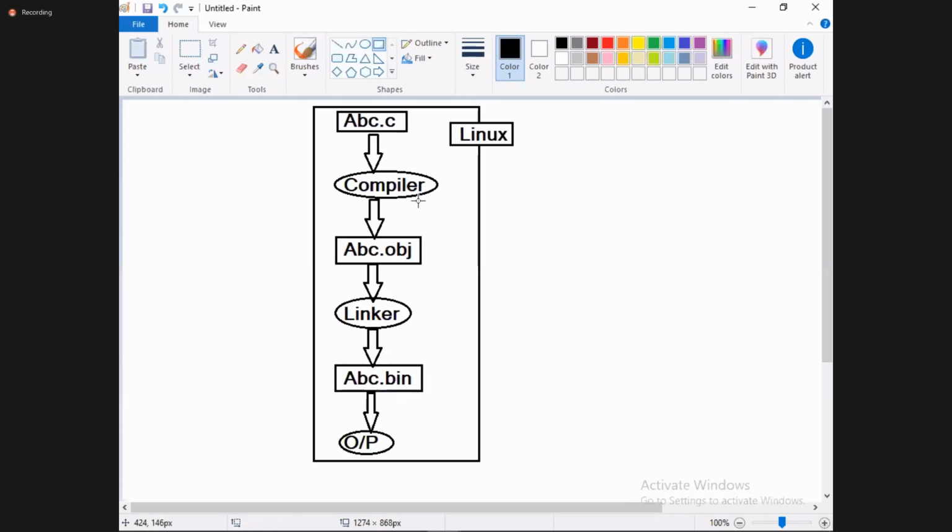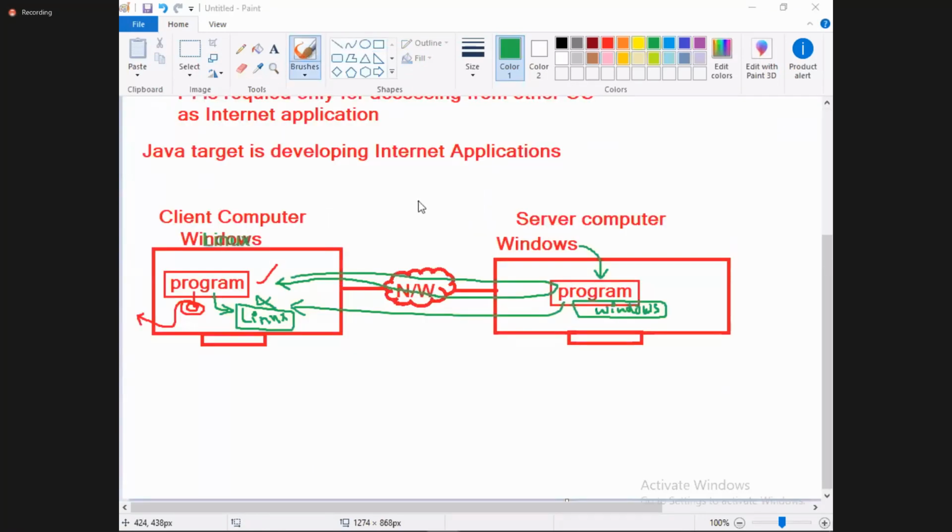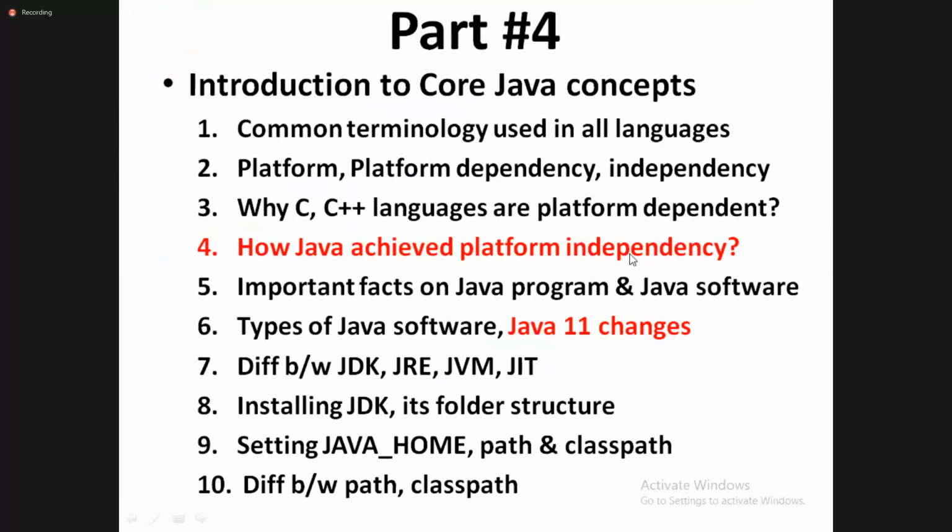Now what is the topic we are trying to understand? How Java achieved platform independence. This is the target. We need to achieve platform independence in Java. Assume that James Gosling is not there. Assume that Java is not there.